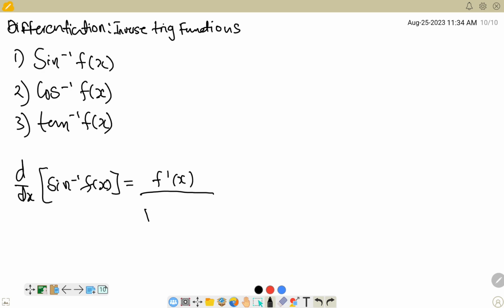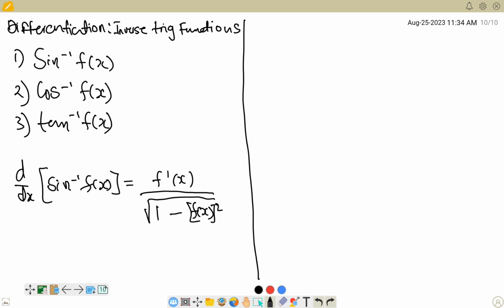These formulas are given in the formula sheet, so when you are writing your assessments, they will be given to you. But as you are practicing and doing more and more problems, try to familiarize yourself with them, so that in case they are not there in the formula sheet when you are writing, you are able to remember them. So this is the one for arcsine.